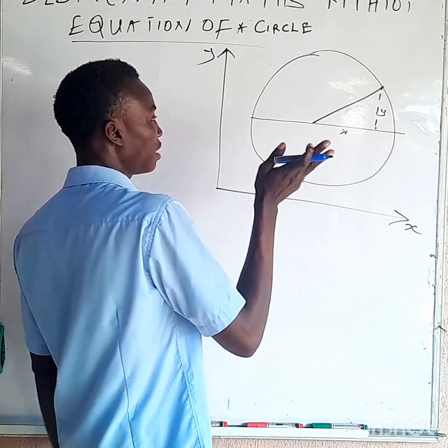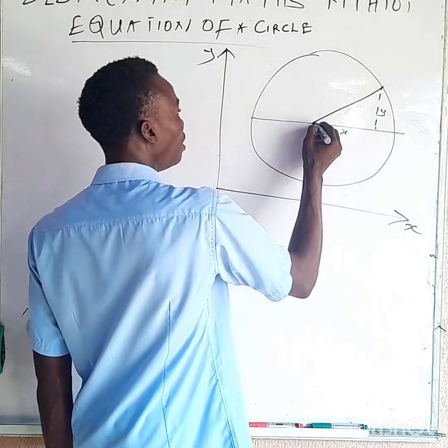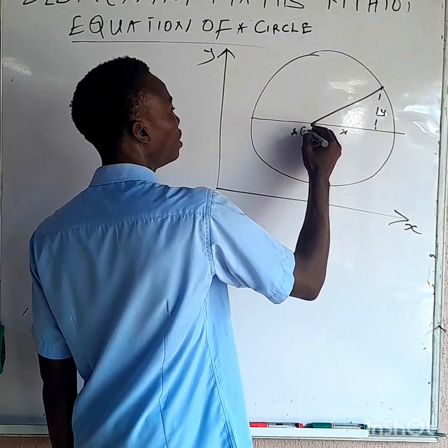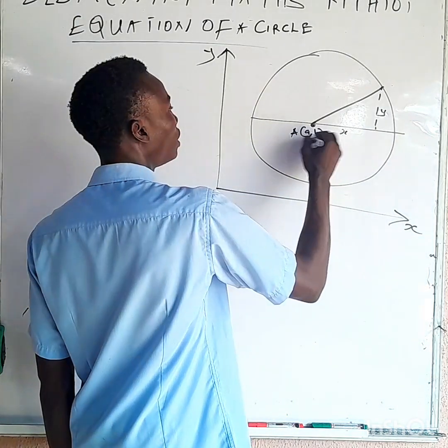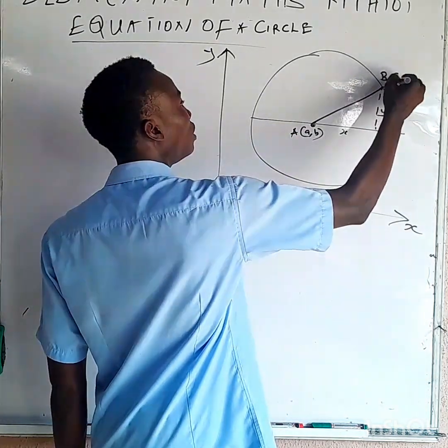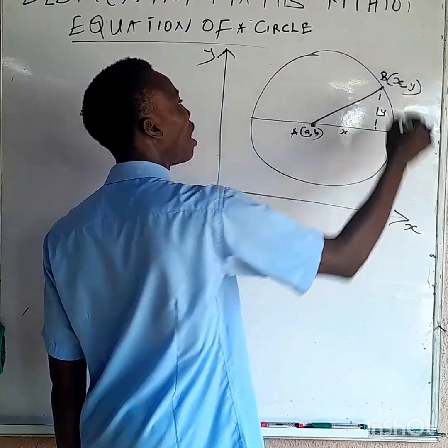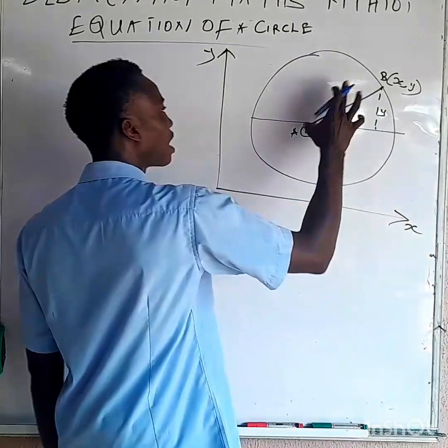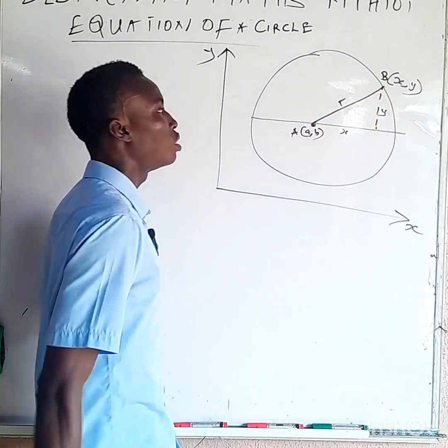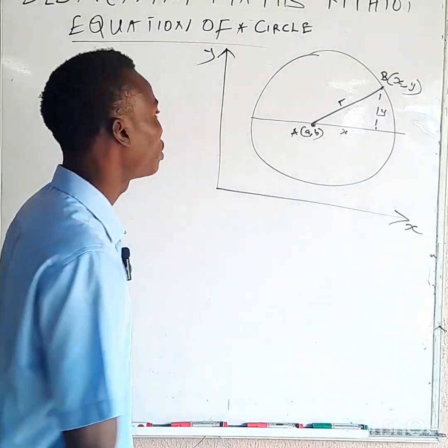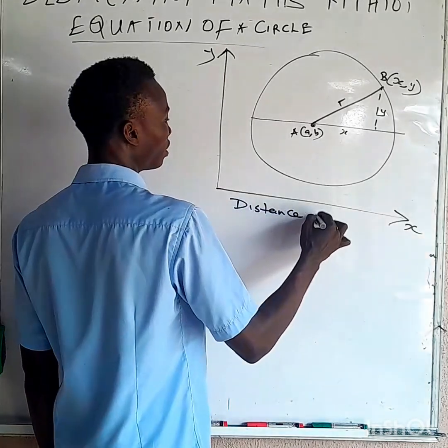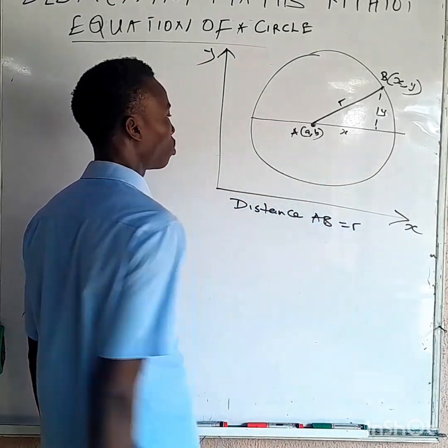Okay, now the next thing that will happen is, if this place is the origin, let this place represent A, which is the coordinate of A and B. Let this place represent B, the coordinate of x and y. Now, from what we have here, you proceed. The distance AB, let it represent what we call the r, which is the radius. So from here, distance AB equals r.